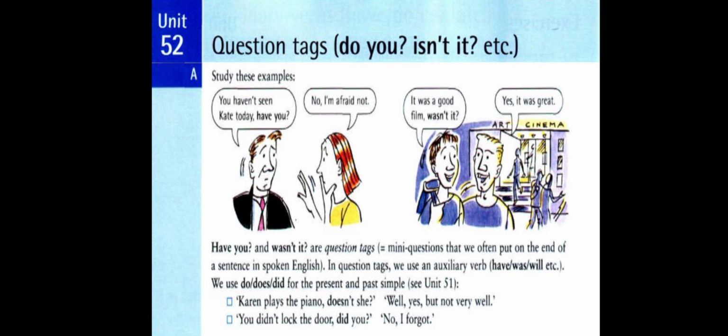You didn't lock the door. Here we have didn't lock, which is negative, and we have the auxiliary verb didn't. So we need to put the auxiliary verb in the positive. So it becomes did you. At the end we have a comma and then we say did you and the question mark. And the answer comes: no, I forgot.